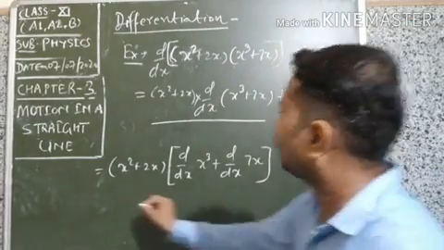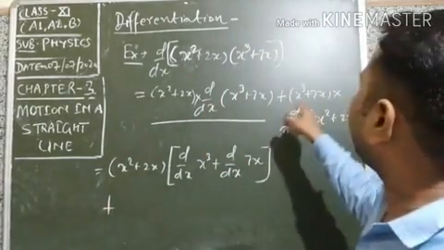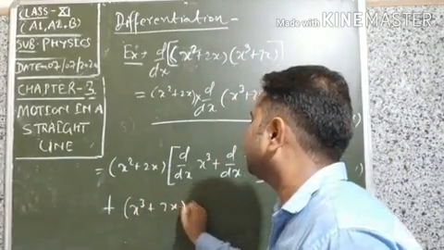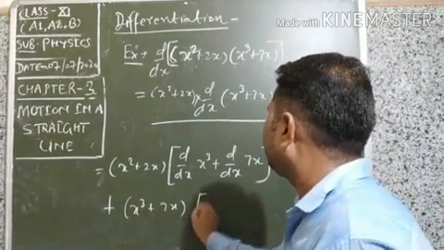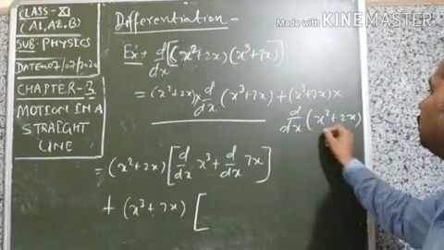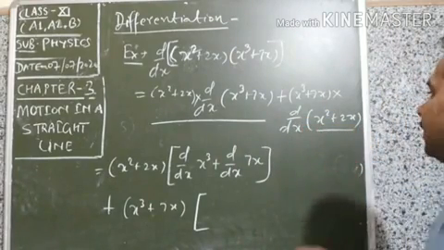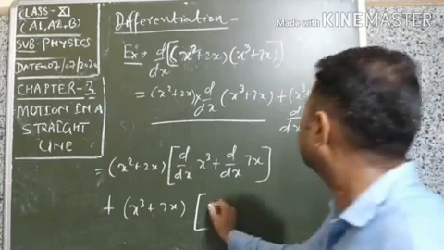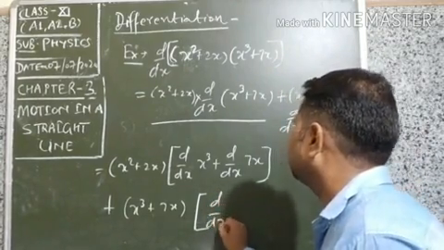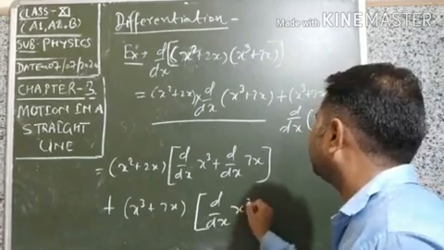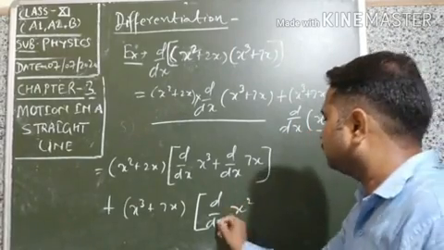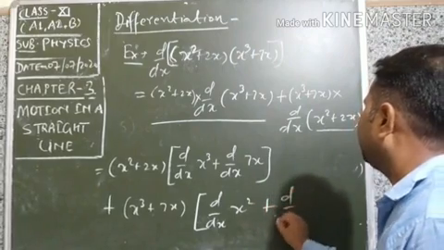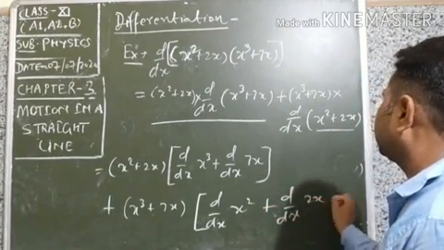Similarly, x cube plus 7x multiplied by the differentiation of these two. Again, differentiation will apply on these two separately. So d by dx of x square plus d by dx of 2x.